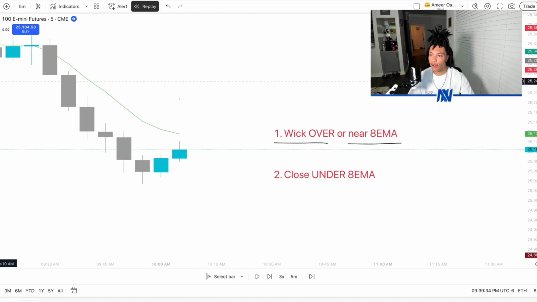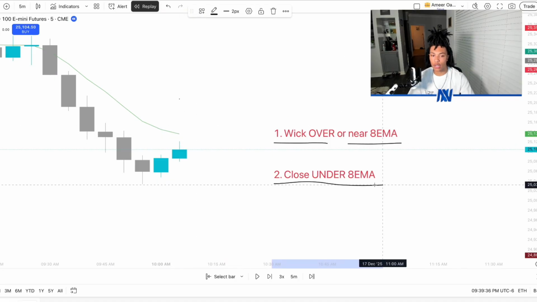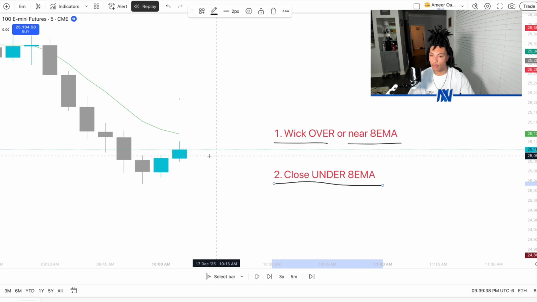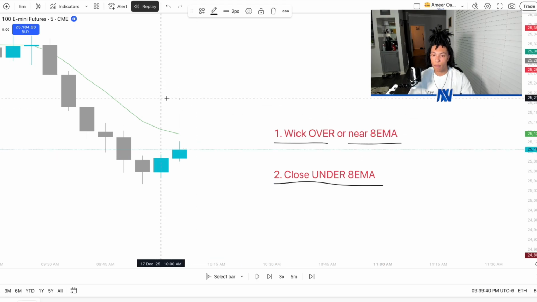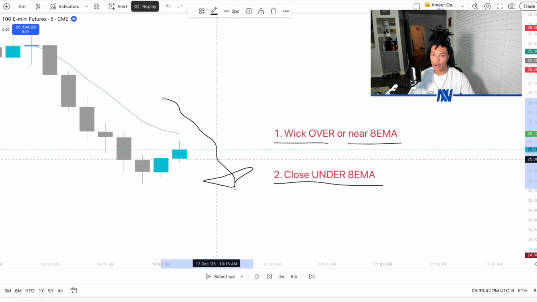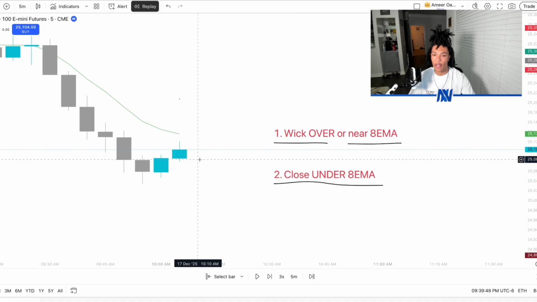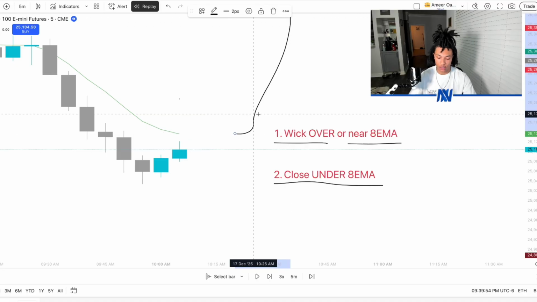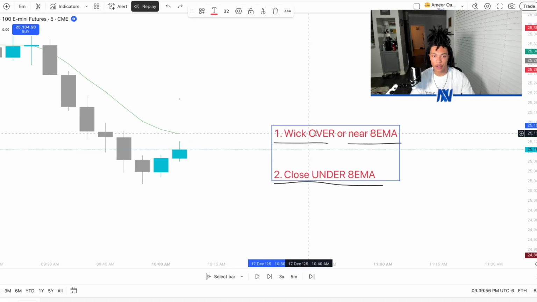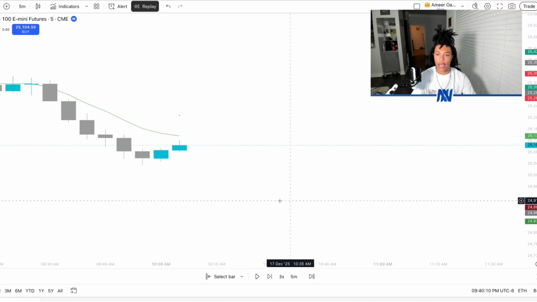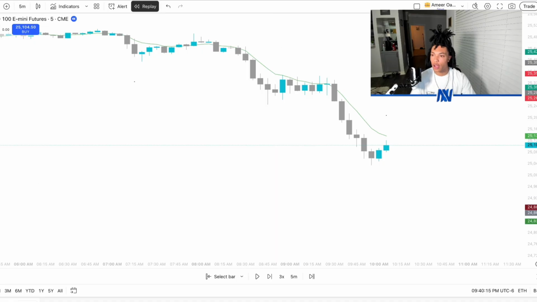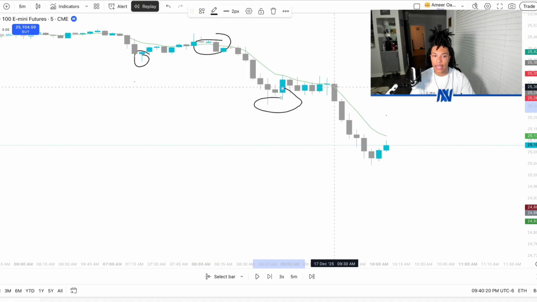And then the second criteria is that we need a close under the 8 EMA, because in order for us to actually get into a bearish continuation trade, we need confirmation that it's going to actually close back to that downside. And does this candle fit that criteria? Yes, it does. So since it ended up fitting that criteria, and since our other one step was actually reached and required, we ended up having lower highs and lower lows being formed under this 8 EMA.